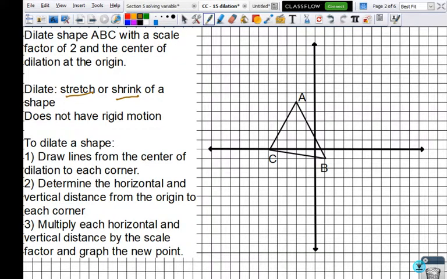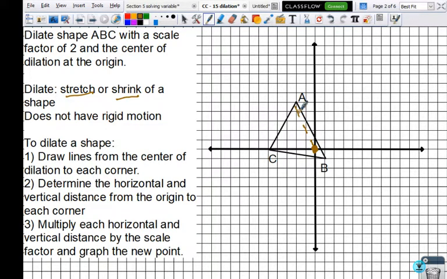So to dilate a shape, we have 3 steps. I got my directions up here. We're going to dilate shape ABC with a scale factor of 2 in the center of dilation at the origin. So remember, origin is 0, 0. To start with, I'm going to put a dot here at my origin, at my center of dilation, and I'm going to draw lines from this center through each corner.